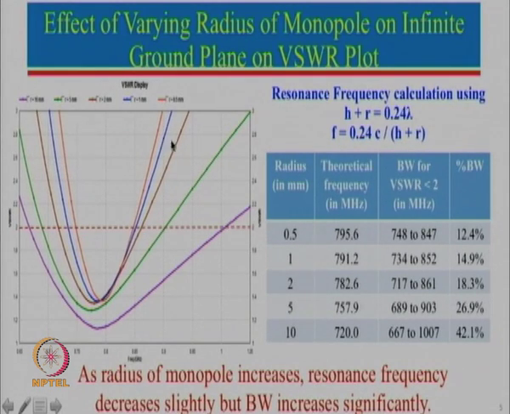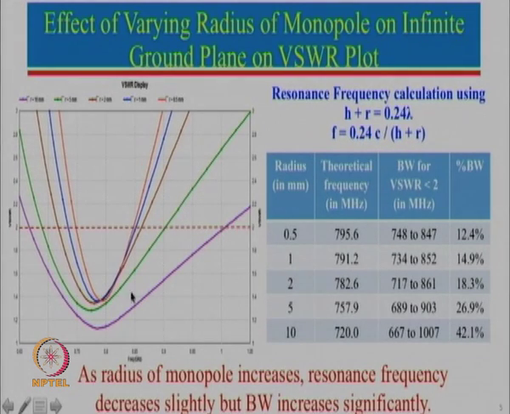This is the plot for the radius which is 0.5. One can see that the VSWR less than 2 bandwidth is from 748 to 847, and you can see that this frequency is somewhere in between, or you can see here this is the resonance frequency somewhere here. So, this very simple formula predicts the resonance frequency reasonably well. It is fairly decent. In fact, you can get a very good starting point by using this particular formula.